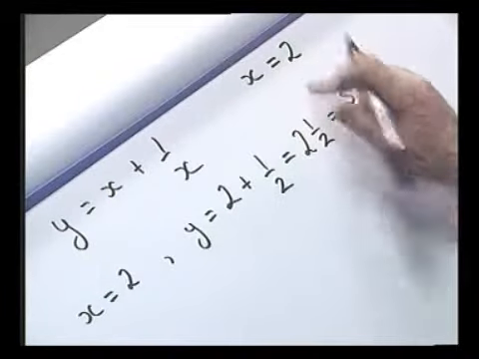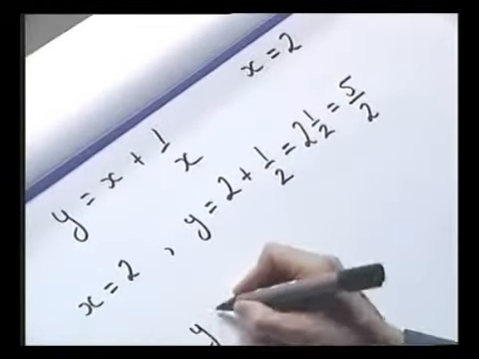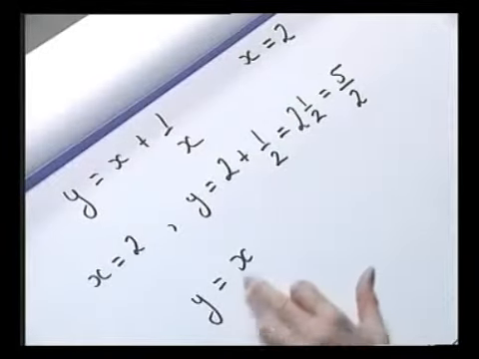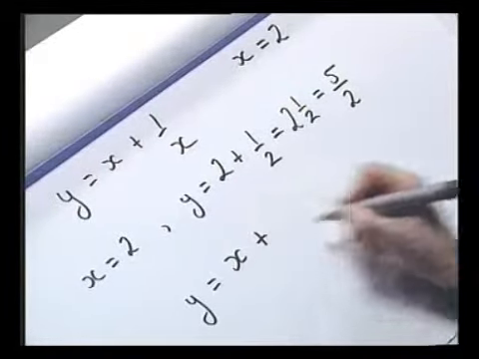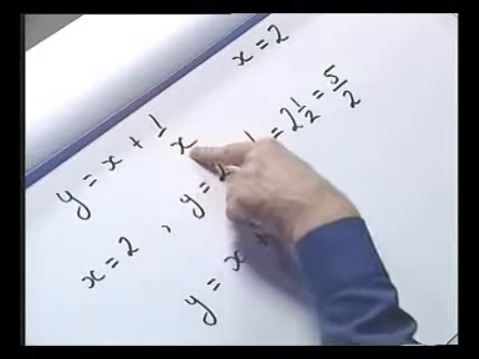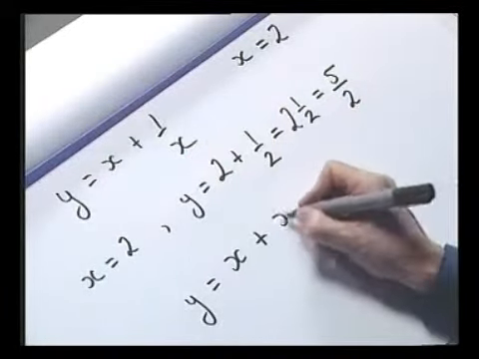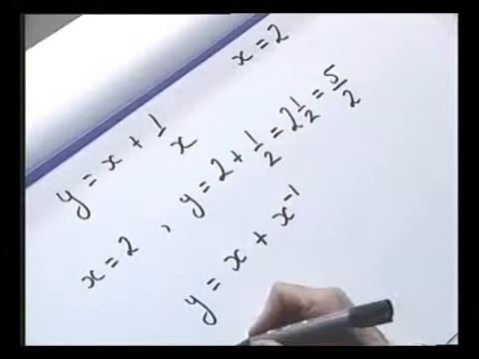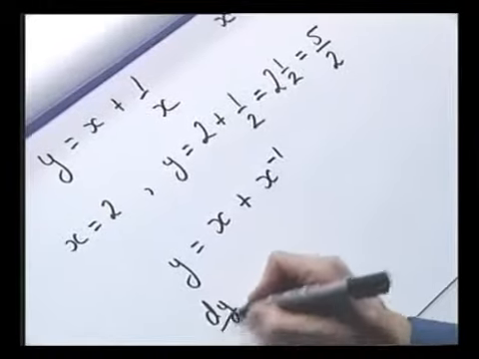OK, next, we want the gradient at this point x equals 2. So let me just write down the equation of the curve, y equals x plus 1 over x. In order to differentiate, be ready to differentiate the 1 over x, I'm going to write it as x to the power -1. And now we can differentiate it.